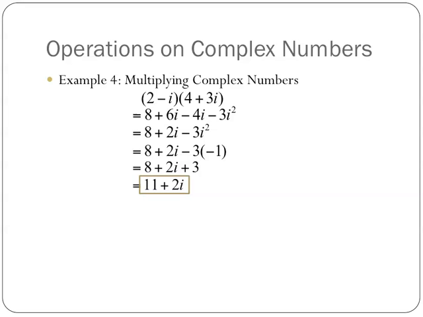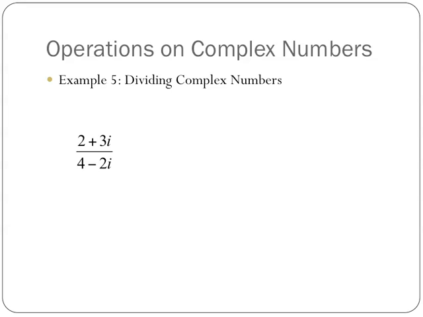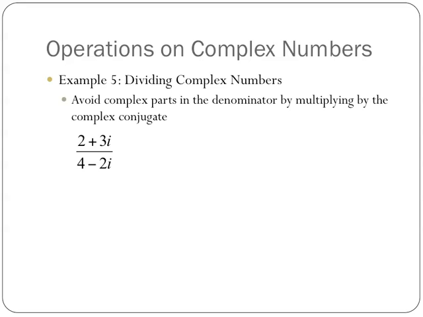Now let's talk about dividing complex numbers. Now, when you're dividing complex numbers, really what you're going to do is try to avoid complex parts in the denominator by multiplying by the complex conjugate. Now, what's the complex conjugate? Well, for example here, since we see the imaginary part in the denominator, the 4 minus 2i, now remember we want to get rid of complex parts from the denominator.